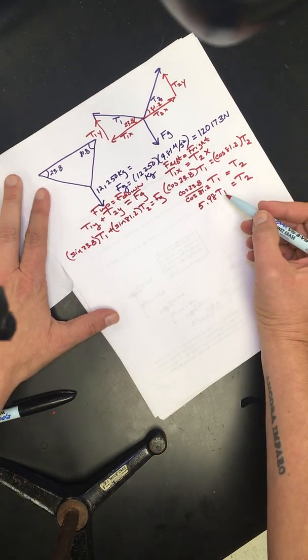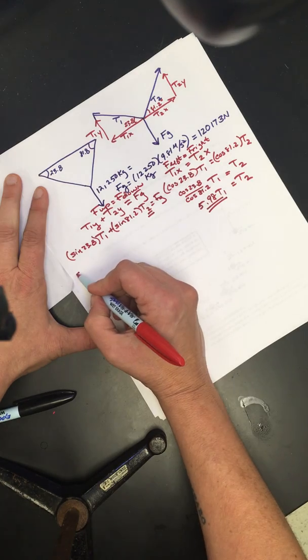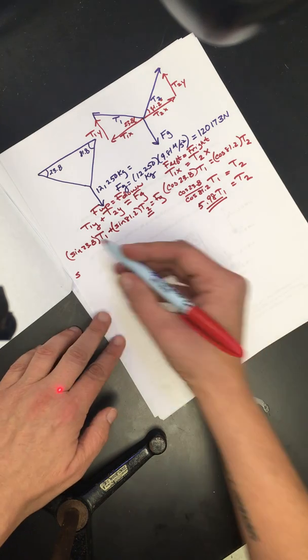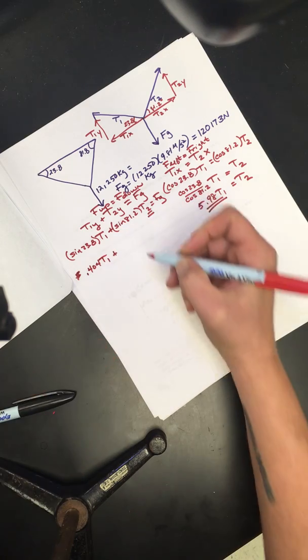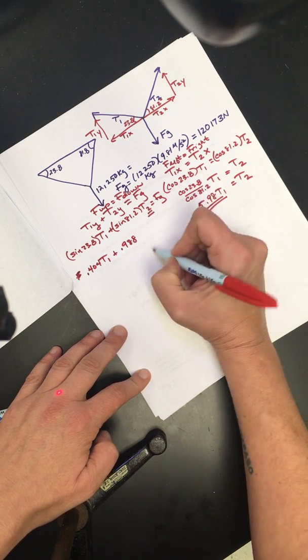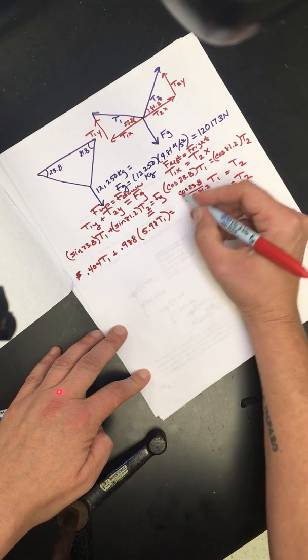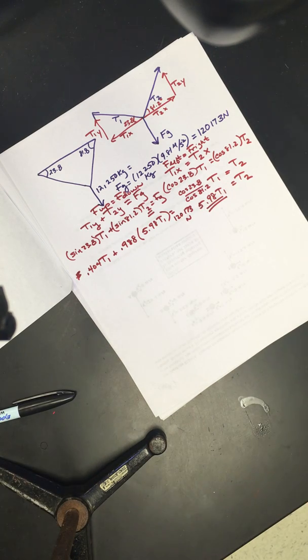Okay, so now what I can do here is put 5.98 T1 in for T2 over here. And in fact, I'm going to simplify this. Instead of saying sine 23.8, let's say 0.404 T1 plus sine of 81.2 is 0.988, and then T2 is 5.98 T1 equals 120,173 newtons, because that was the FG that I had before. What this allows me to do is eliminate one of the missing variables.